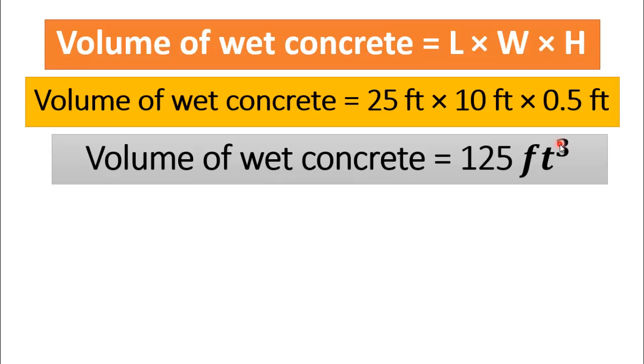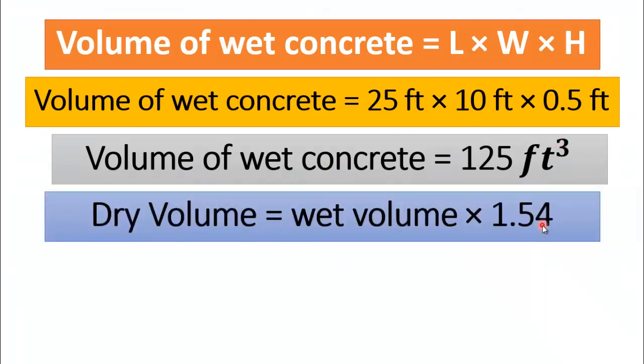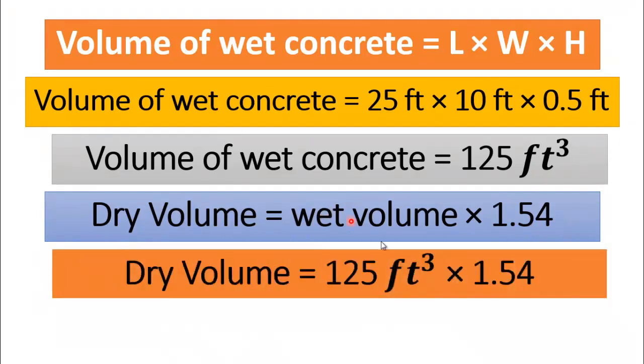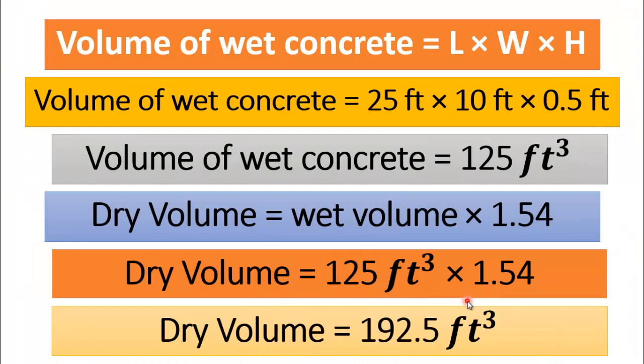For quantity estimation of material we need dry volume. Dry volume is more than that of the wet volume. So to find volume of dry concrete we just need to multiply this wet volume by a factor 1.54. So putting here the value of wet volume, we will get dry volume is 125 cubic feet, which is wet volume of the concrete, multiplied by 1.54. After simple calculation we will get dry volume of concrete is 192.5 cubic feet. Now this is the dry volume of material required for this slab.